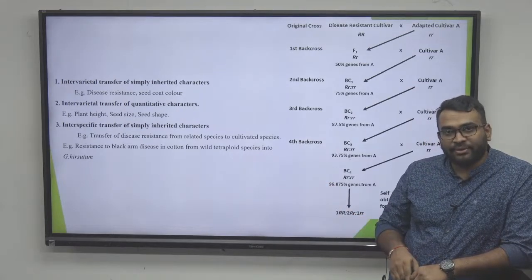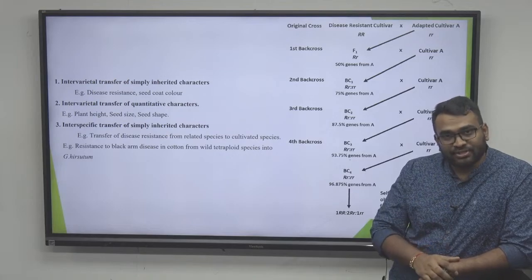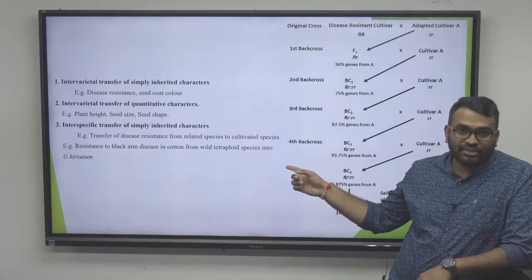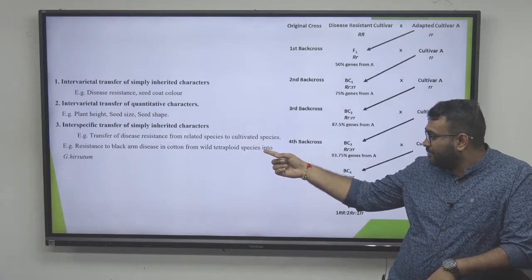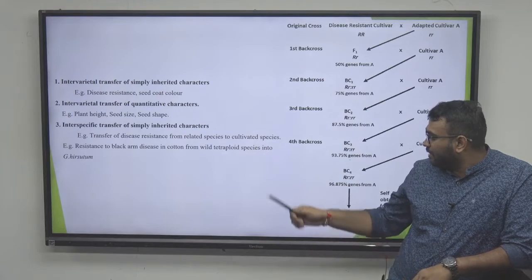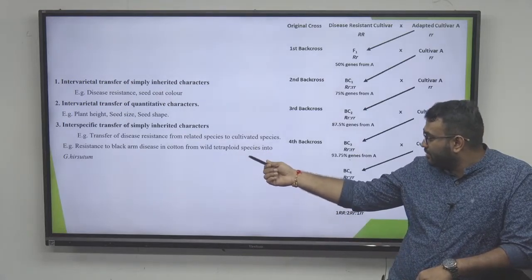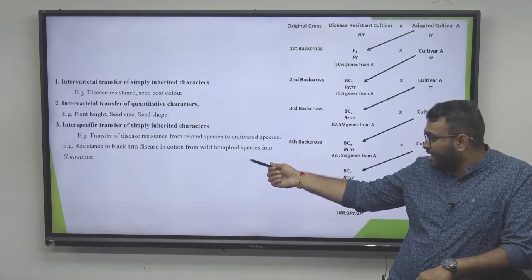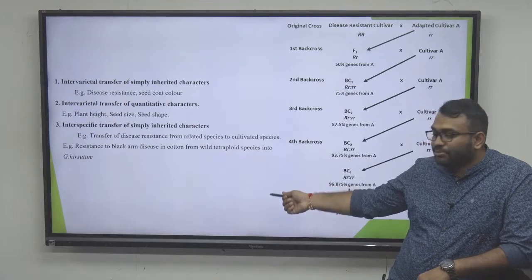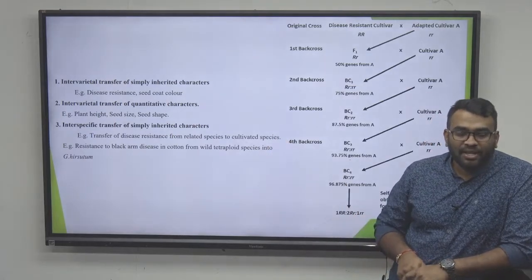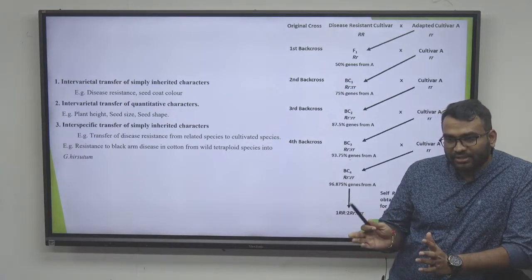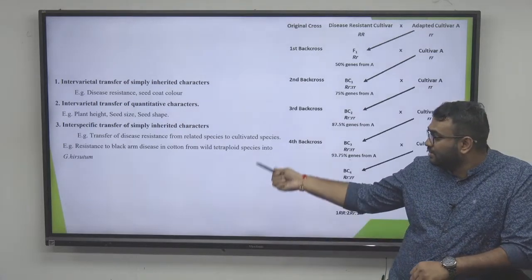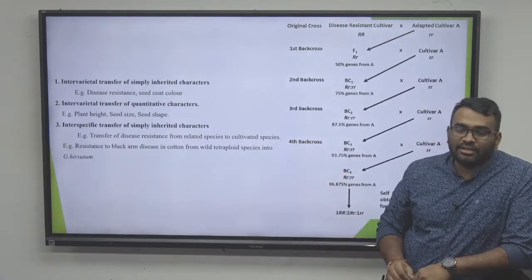For example, interspecific means what? Within the species. Within the species, if you want to transfer these genes, that is one of the things. Correct? Here, for example, is transfer of disease resistance from a related species to the cultivated species. That is Gossypium hirsutum, it is for cotton. Here resistance to black arm disease in the cotton from the wild tetraploid species is incorporated. So within this species, if there is one resistant character, that can be transmitted to the cultivated character. So these are the cases in which we go for the back cross method.